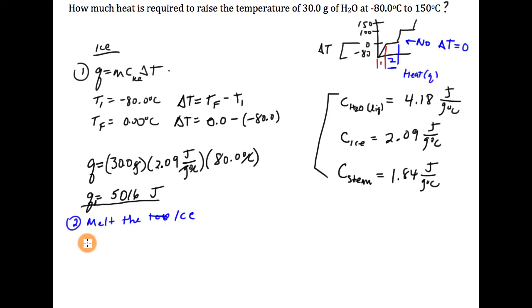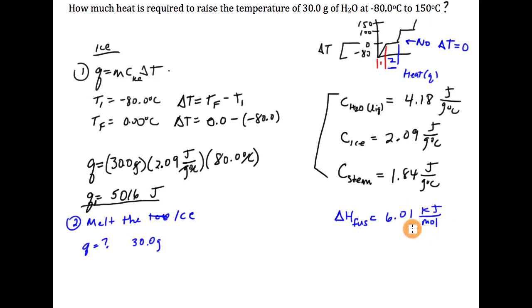So to calculate the heat transfer, what we're going to do is use the 30 grams of ice, and we're going to use something called heat of fusion. Heat of fusion is the amount of heat needed to melt or boil water. In this case, we're going to melt it, and the heat of fusion is 6.01 kilojoules per mole of water.